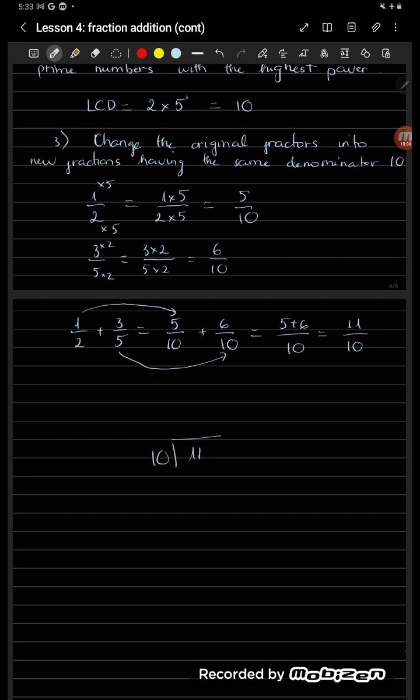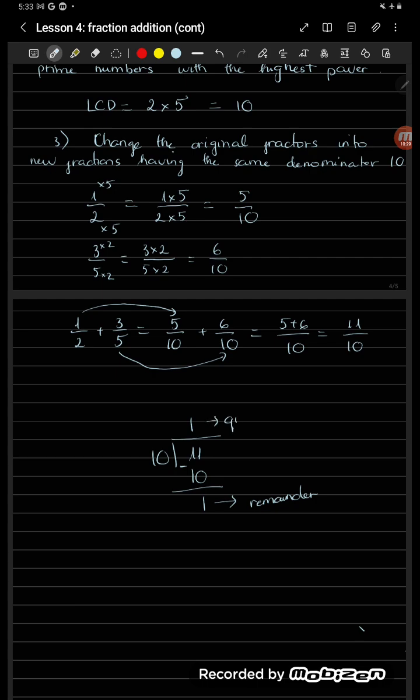11 divided by 10. So 11 divided by 10 can only give you the quotient 1, right? You cannot say 2 because 2 times 10 is 20. It's greater than 11, so it's wrong. So we only can take 1. So 1 times 10 is 10. 11 subtract 10 is 1. So here, 1 is the remainder.